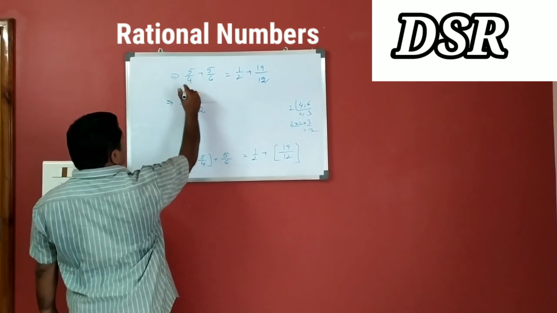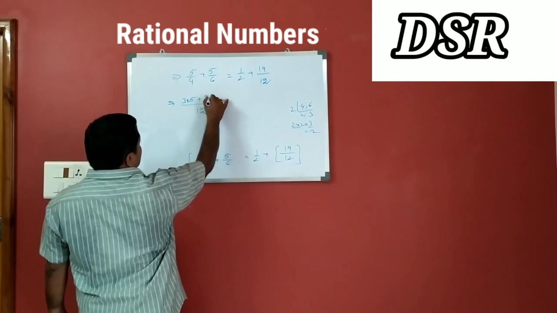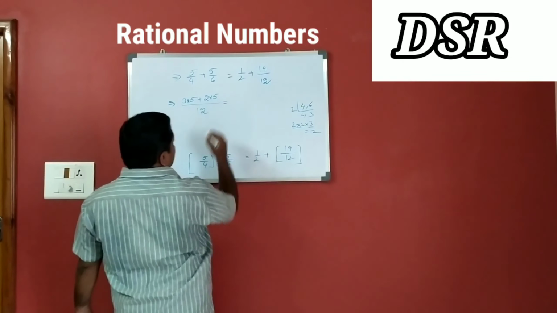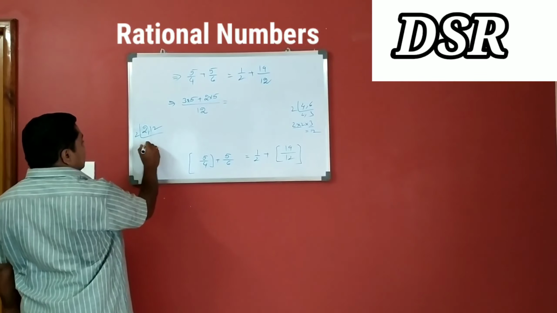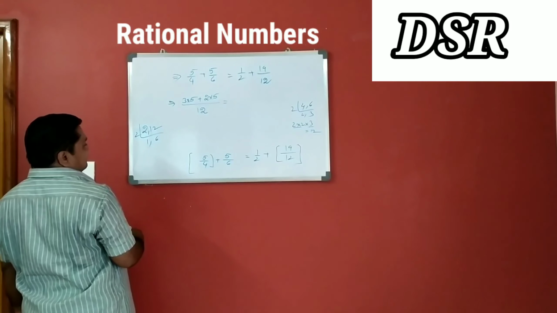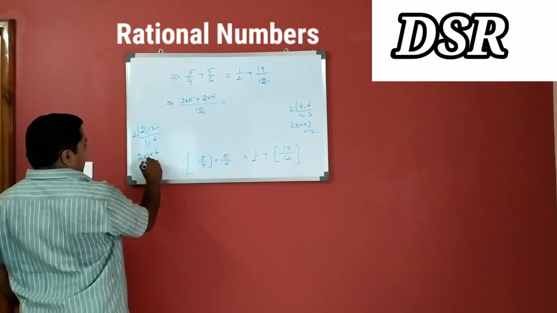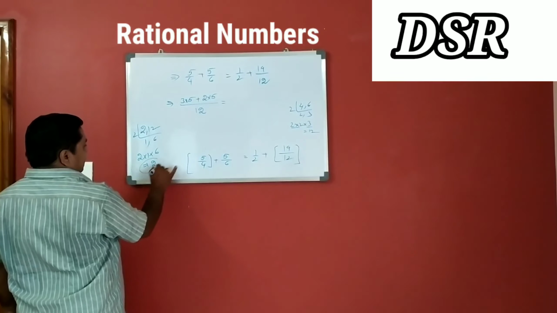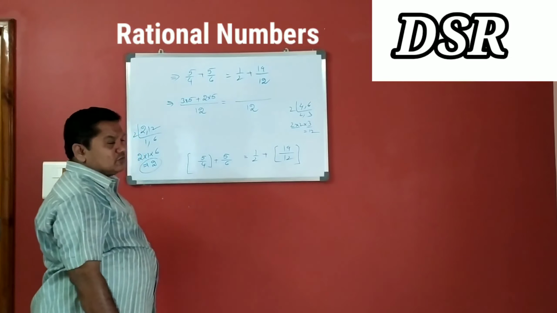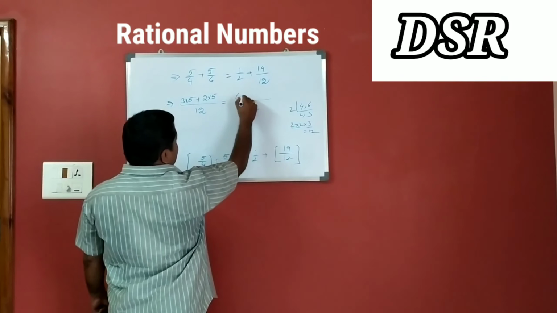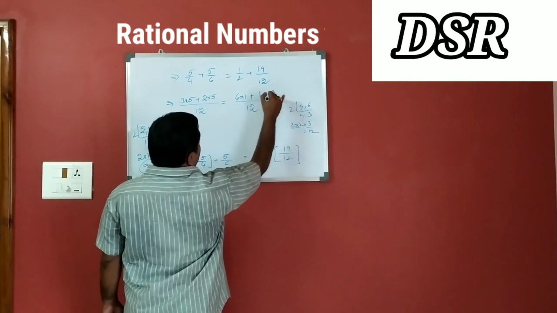4 how many times in 12? 3 times. 3 into numerator, 3 into 5, plus 6 how many times in 12? 2 times. 2 into numerator. And 2 and 12 are the denominators; find the LCM. 2 ones are 2, 2 sixes are 12. 12 is the LCM here also. Denominator 12. 2 in 12 how many times? 6 times. 6 into numerator, plus 12 in 12, 1 time. 1 into numerator.